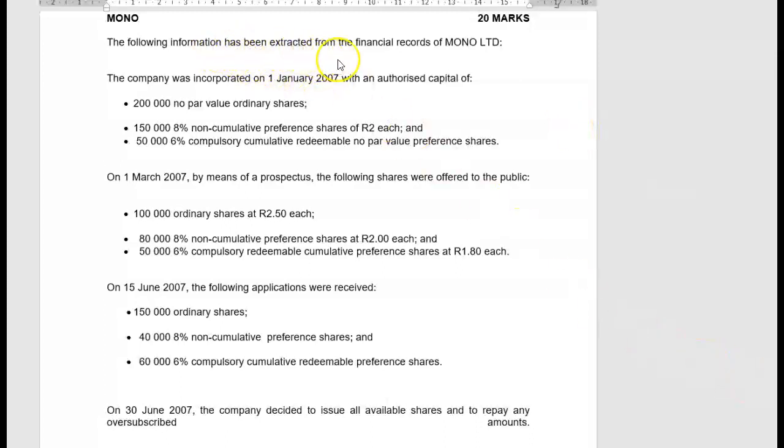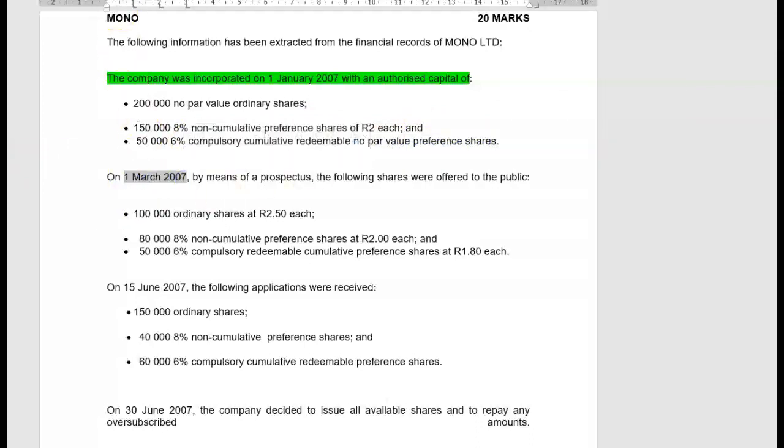The following information has been extracted from the financial records of Mono Limited. The company was incorporated on 1 July 2007 with an authorized capital of, just make sure it's authorized, 200,000 no par value ordinary shares, 150,000 8% non-cumulative preference shares of R2 each, and 50,000 6% compulsory cumulative redeemable no par value preference shares. Remember, this one is not equity, it is loan finance.